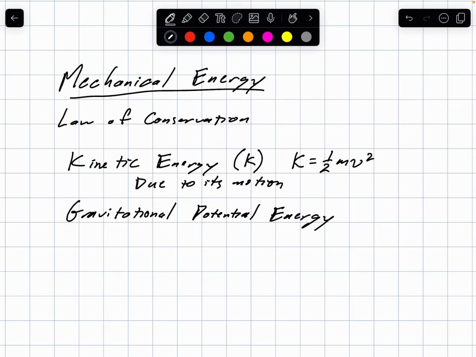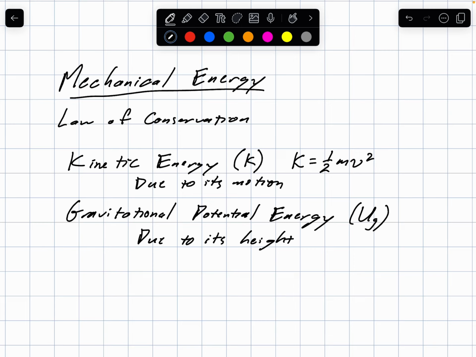Okay, this is the energy something has due to its height. How far from the zero level it is. Maybe not necessarily how far it is from the ground, but how far from the zero level. The symbol could be GPE, could be GE. I use U sub G in some of my classes.